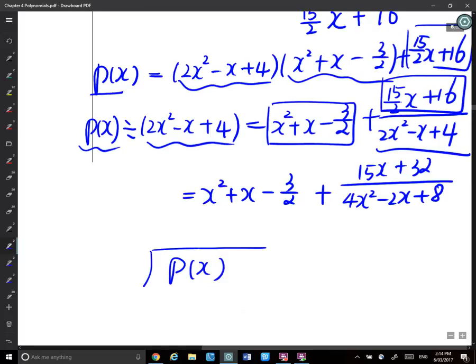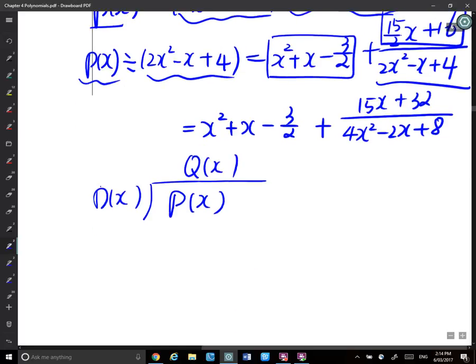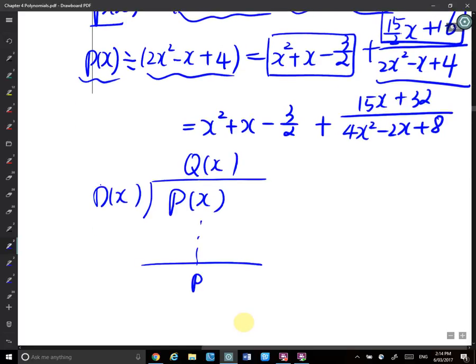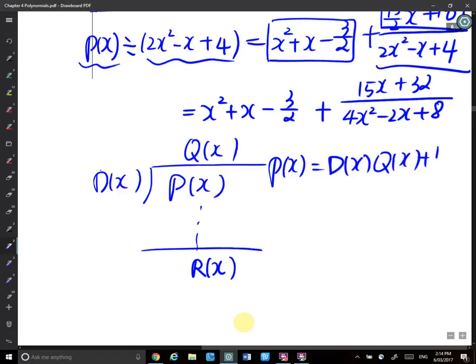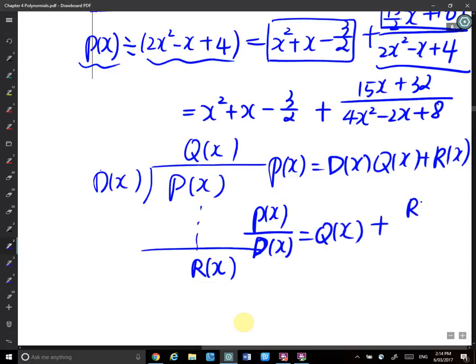So you have p(x) divided by d(x), and then we have q(x), and then after all this calculation, we're left with r(x), which is the remainder. So you can write p(x) equals d(x) times q(x) plus r(x), or you can write it as p(x) divided by d(x) equals q(x) plus r(x) over d(x).